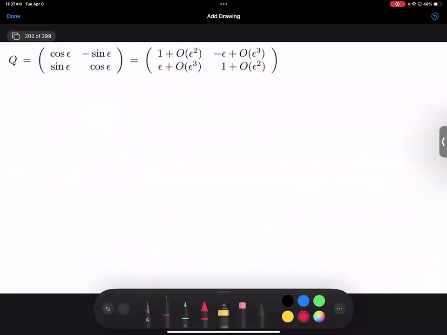Sometimes people put the negative sign in the bottom left rather than the upper right. And you can ask and see, what does this do? So, if I start off with my coordinate axes, if I take the vector 1, 0 and I apply this, where does 1, 0 go? It's going to go to cosine epsilon, sine epsilon. So it's going to rotate theta units like this.